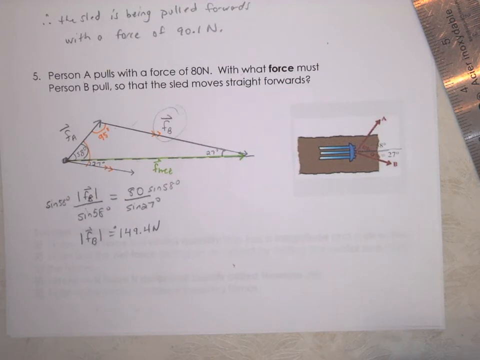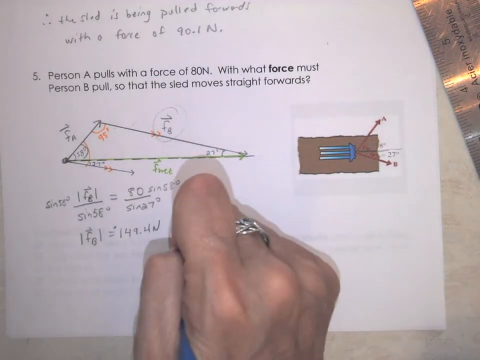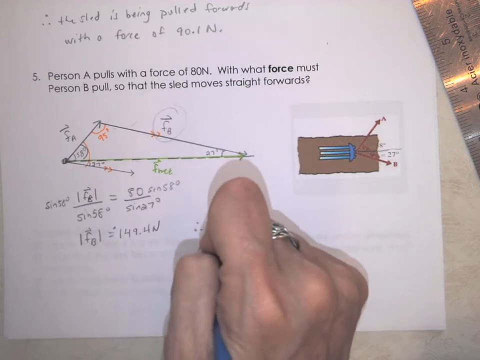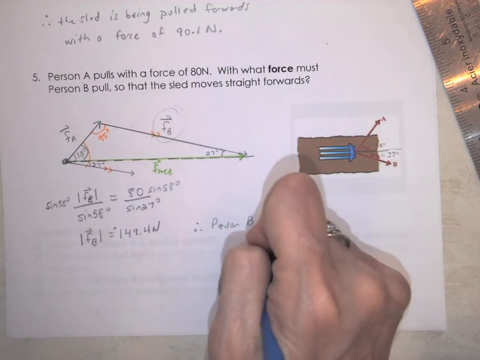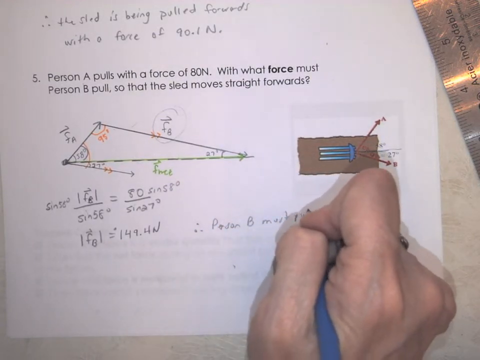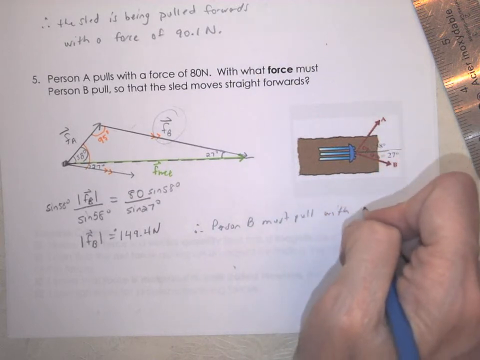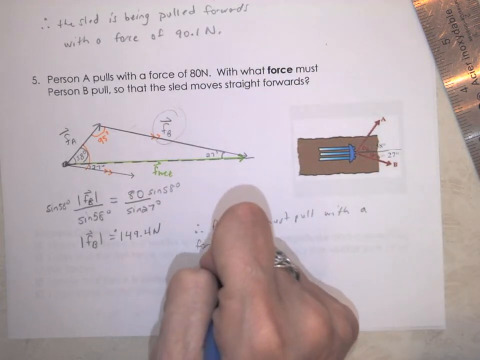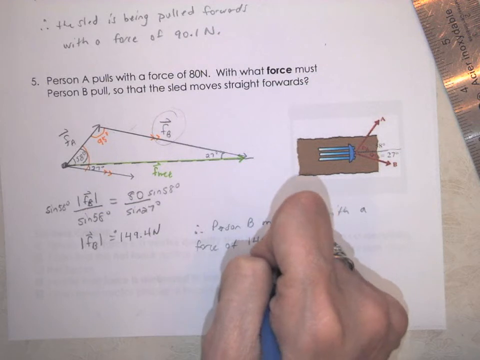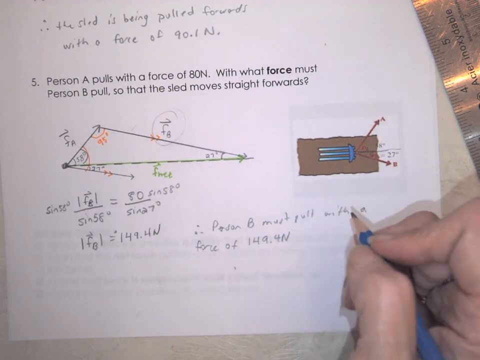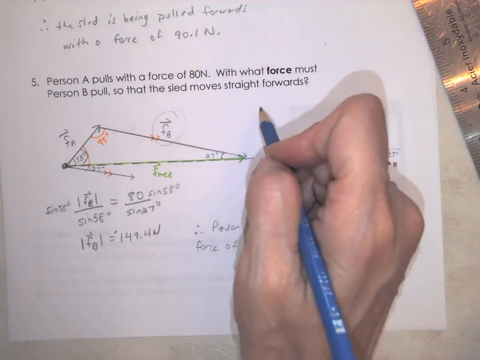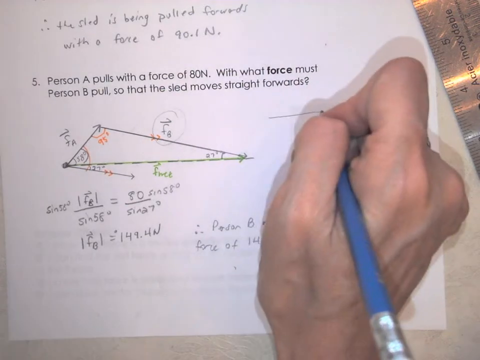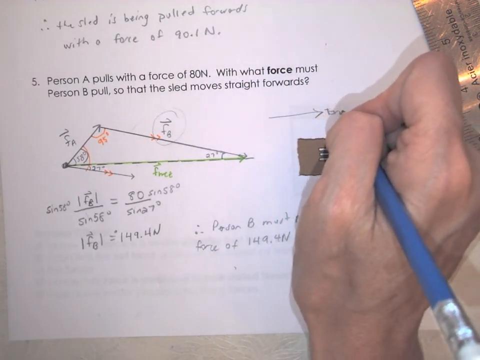And then we should do a therefore statement. So with what force must person B pull so that the sled moves straight forwards? So therefore, person B must pull with a force of 149.4 newtons. And if we wanted to make a compass, the direction would be forwards.